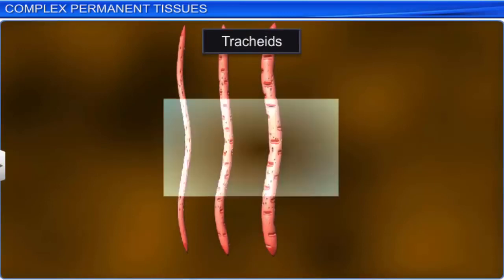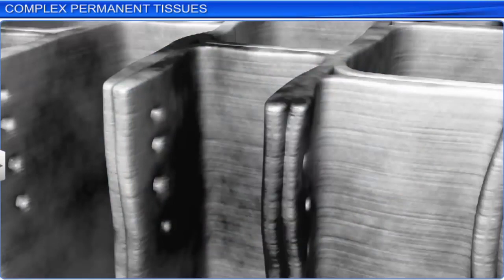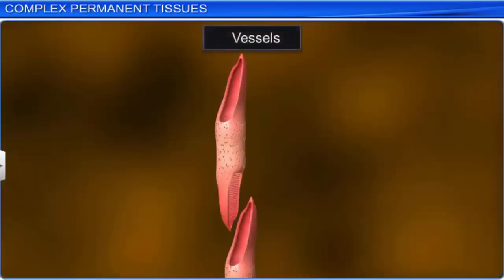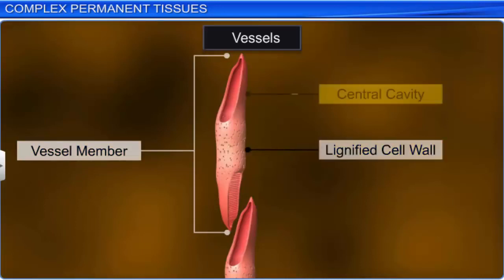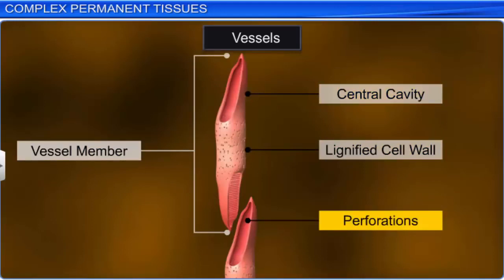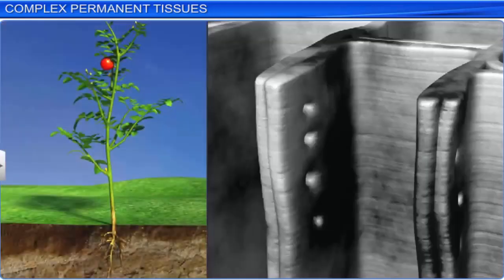They are dead and without any protoplasm. The inner layers of the cell walls in tracheids vary in thickness. Vessels are long tube-like structures composed of many cells called vessel members. Vessel members have lignified walls and a large central cavity. They are interconnected through perforations in their common walls. Typically, vessels are found in all angiosperms, and vessel cells do not have protoplasm.